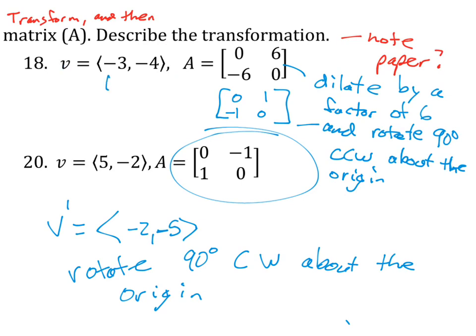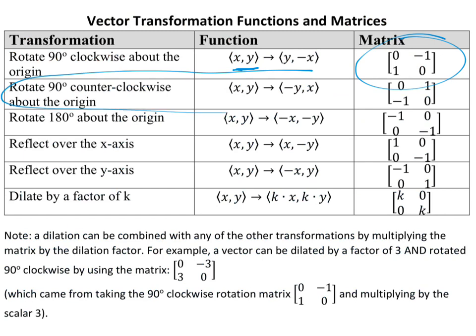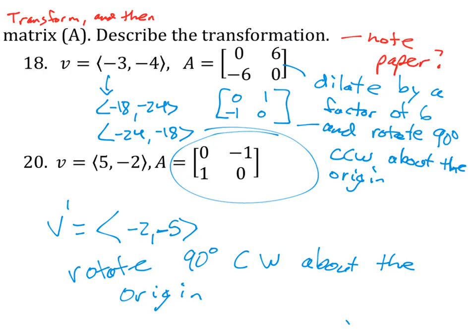So when you do the dilation, you're going to multiply them both by 6, which will give you negative 18 and negative 24. And then you're going to switch the order, just like it says here on rotating 90 degrees counterclockwise. x, y becomes negative y, x, so we're going to change the sign on our new first coordinate. So switch them, and then you got a new first coordinate, and voila, you have successfully transformed your vector using that matrix.